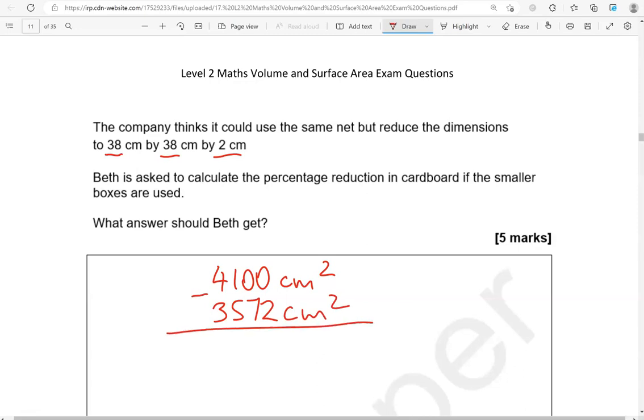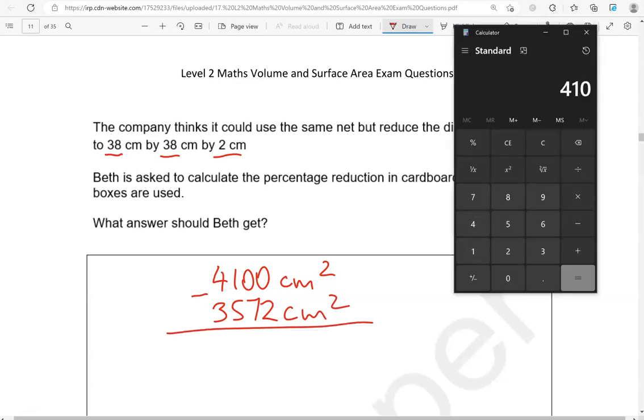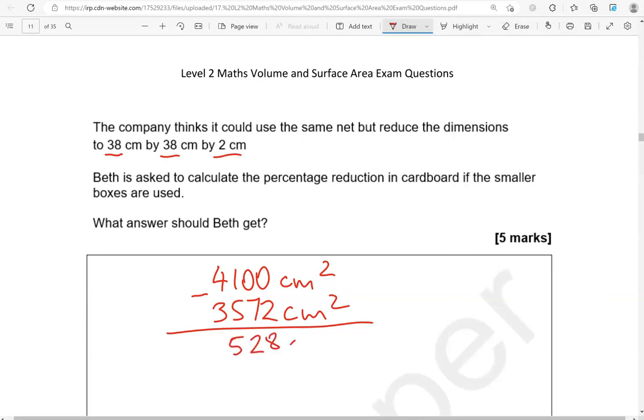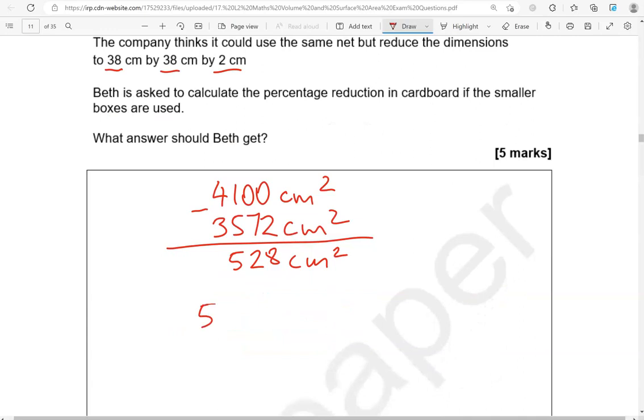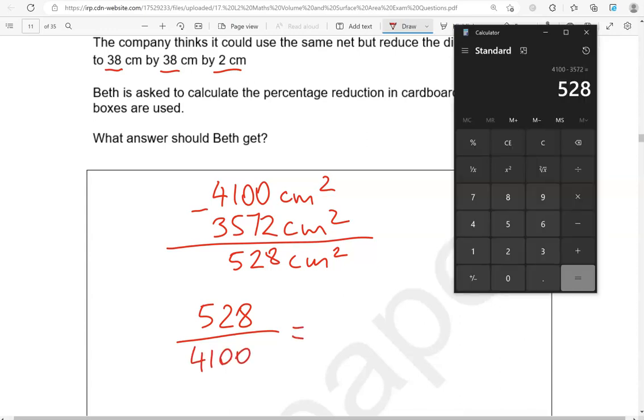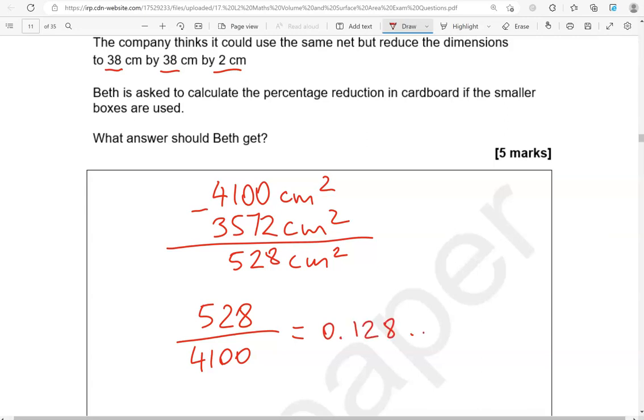So what is the difference? $528. So that is 528 out of the original, which is 4,100. That gives us 0.128 as a decimal. Now, as a percentage, that will be 12.8%.